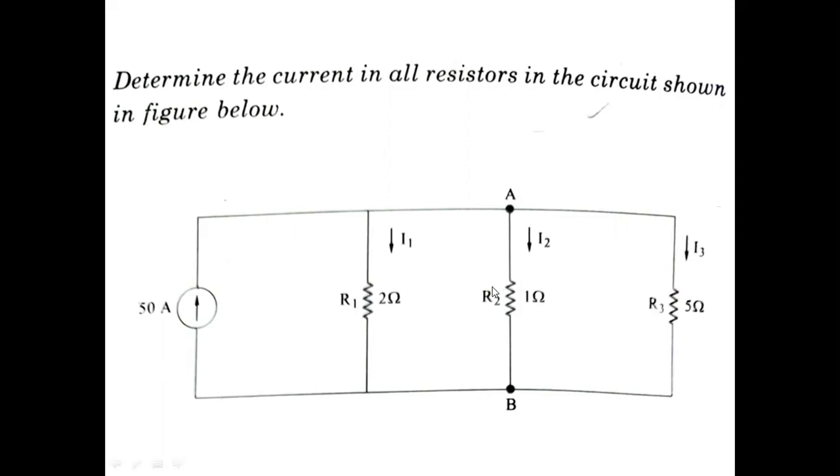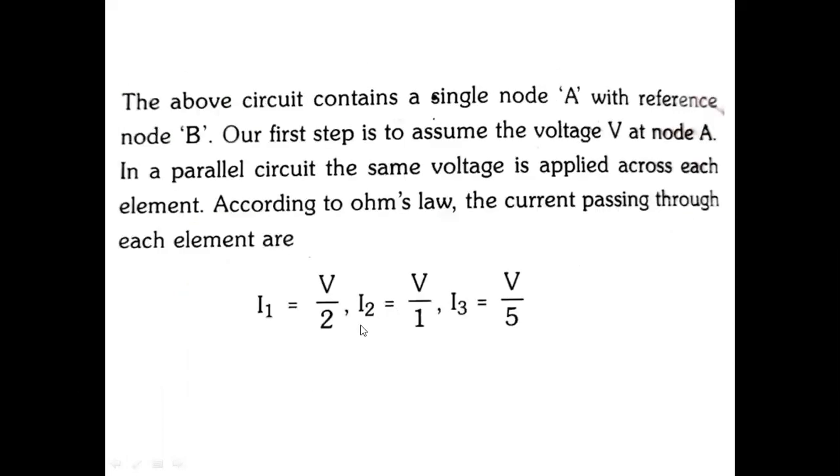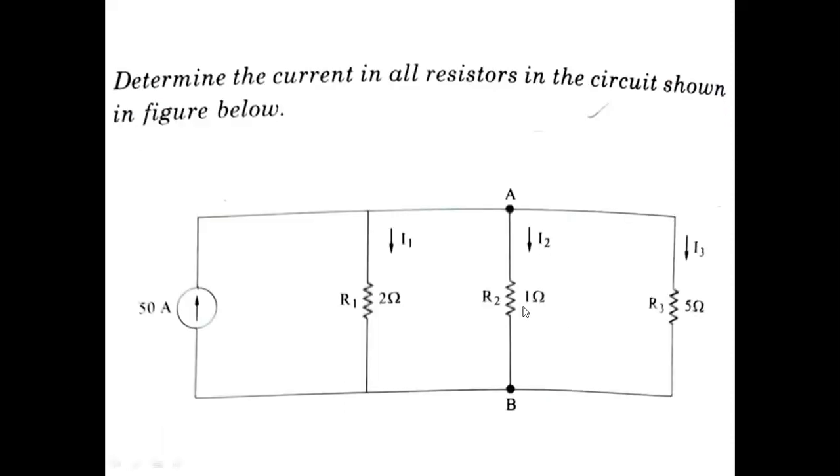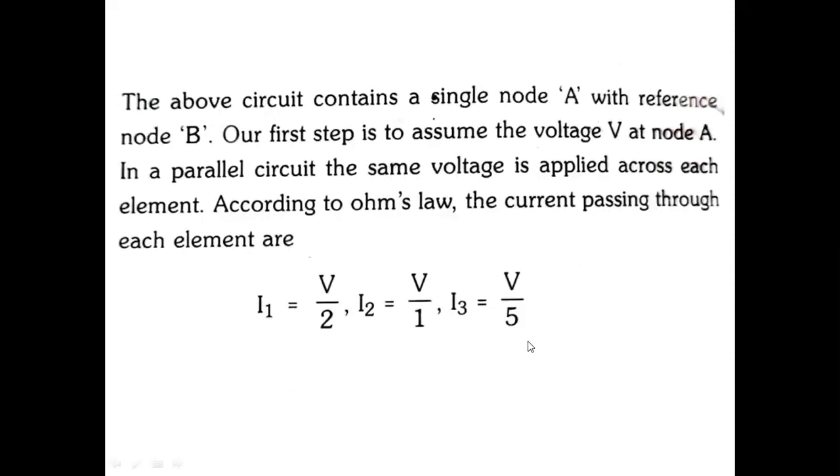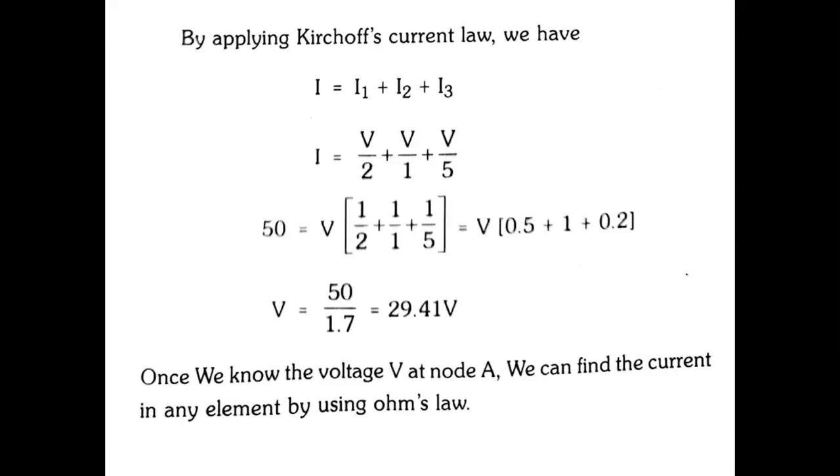Suppose V is the voltage across this resistor. V by 2 is I1. And I2 is equal to V by 1. I3 is equal to V by 5. So by applying KCL, we have I is equal to I1 plus I2 plus I3. I is 50. I is equal to V by 2 plus V by 1 plus V by 5.